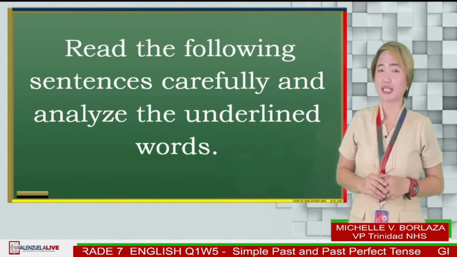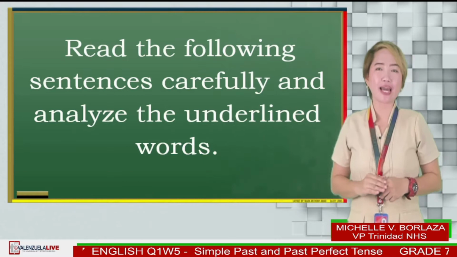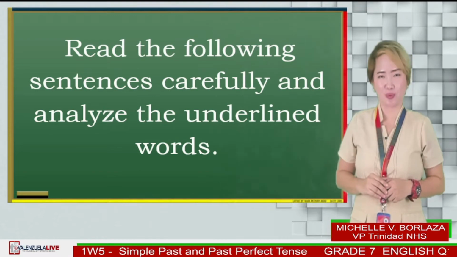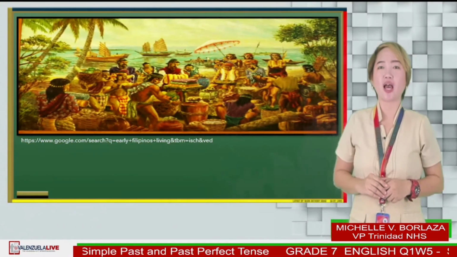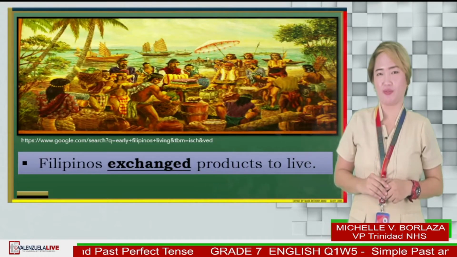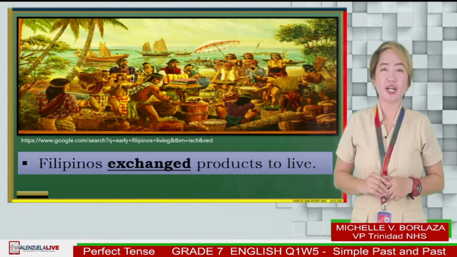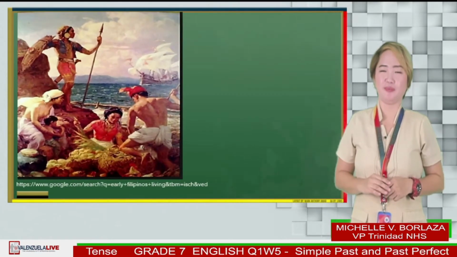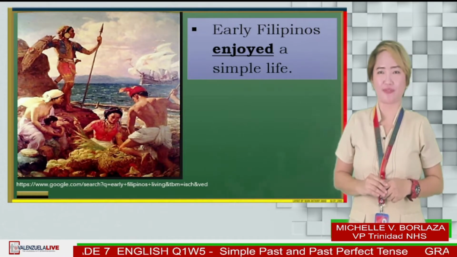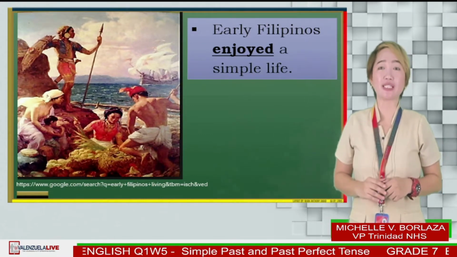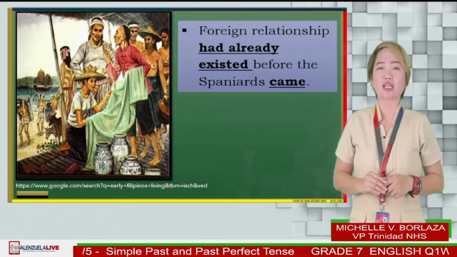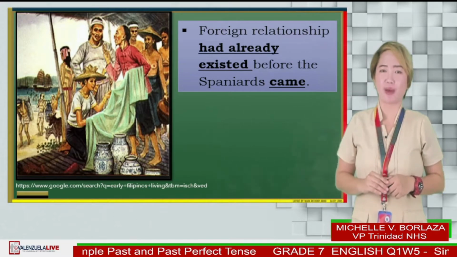Read the following sentences carefully and analyze the underlined words. Here is sentence number 1. Filipinos exchange products to live. Here's the second sentence. Early Filipinos enjoyed a simple life. And here is the last sentence. Foreign relationship had already existed before the Spaniards came.